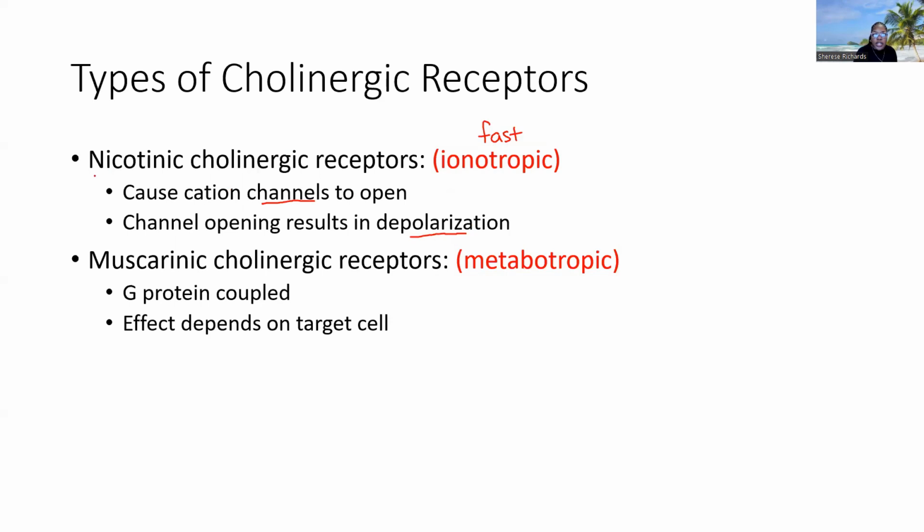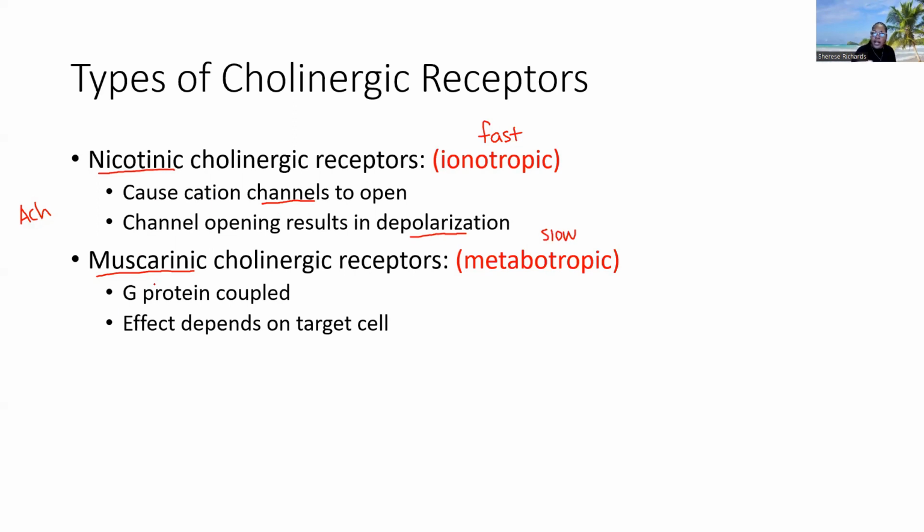So both of these are cholinergic receptors, the nicotinic and the muscarinic. They both will bind acetylcholine. The only difference is the nicotinic is a fast receptor. The muscarinic, on the other hand, is a metabotropic receptor. And remember, we described that as being a slow receptor. So what this means is that when the acetylcholine binds to a muscarinic receptor, it's not going to be a fast, immediate response the way that we see for nicotinic receptors. It's going to be slower. It's going to require some second messengers involved.